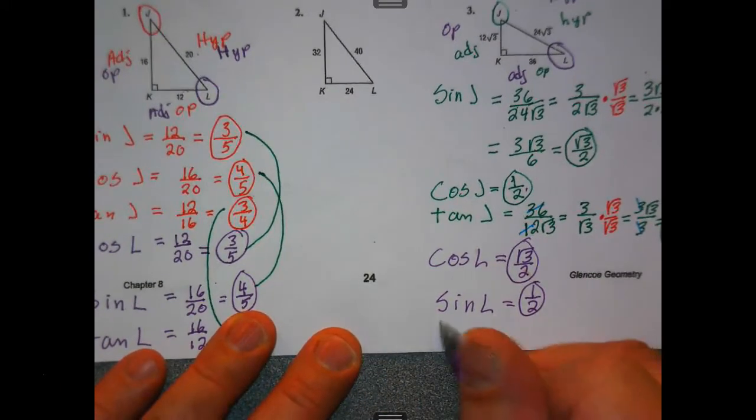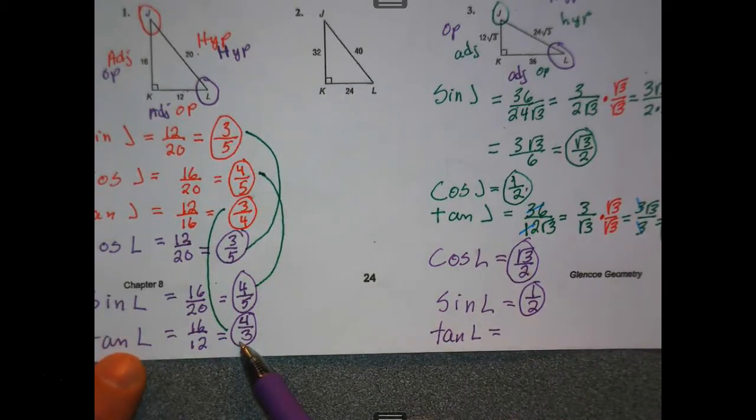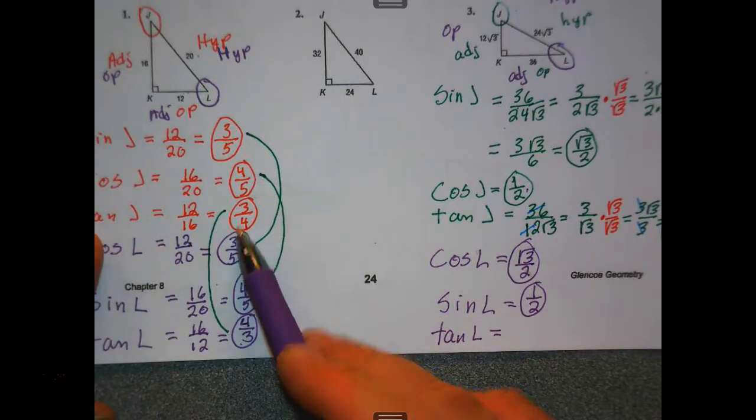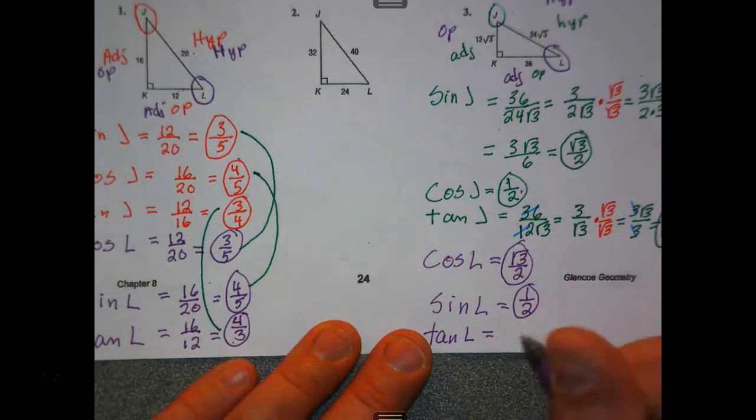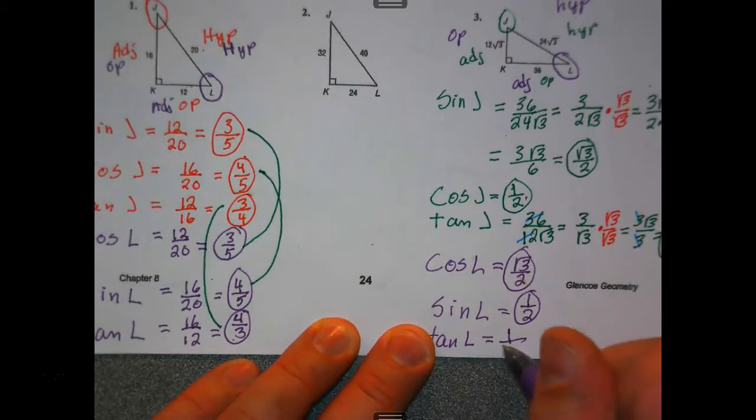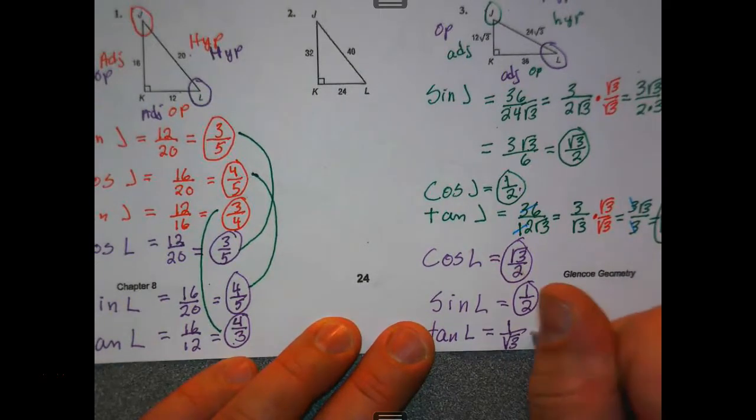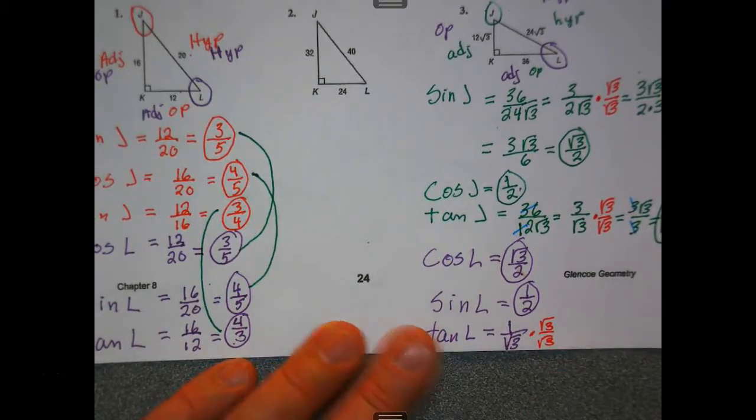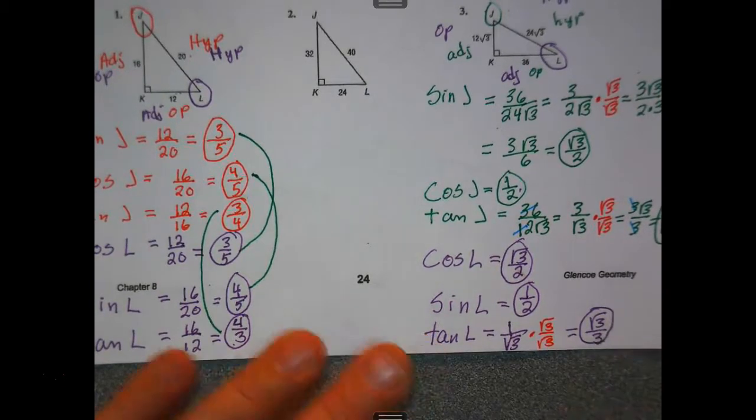And the tangent of L was the reciprocal of the tangent of J. So the tangent of J was radical 3 over 1, so this is 1 over radical 3, which we multiply by radical 3 over radical 3, becomes radical 3 over 3. So it wasn't so bad.